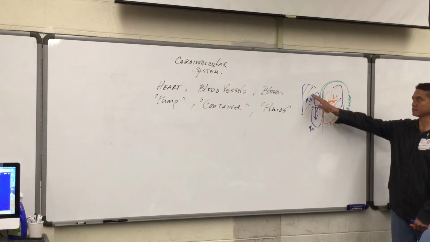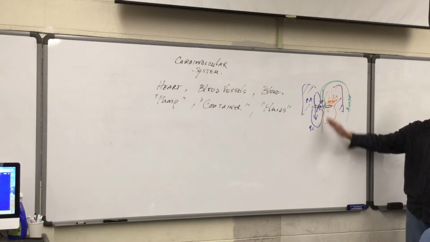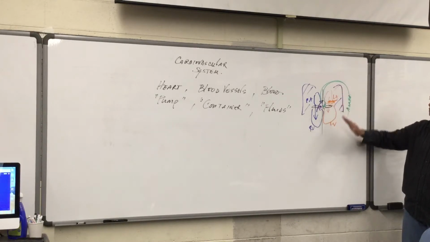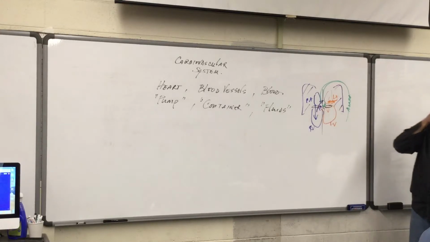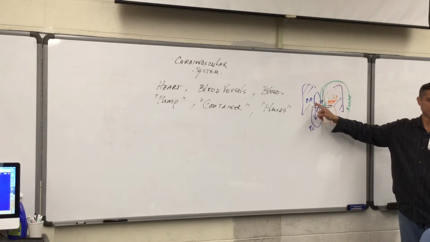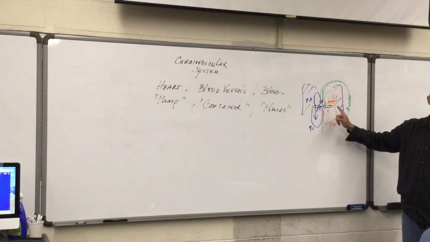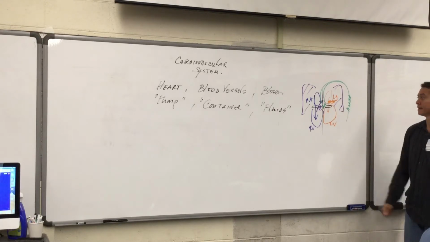And we have 4 chambers: the right atrium, right ventricle, divided in half with the septum, or the septal wall, and the left atria and the left ventricle. In between these chambers, we have 4 valves. The first valve would be the tricuspid valve, then the pulmonary valve. We have the mitral valve, bicuspid, and then the aortic valve.